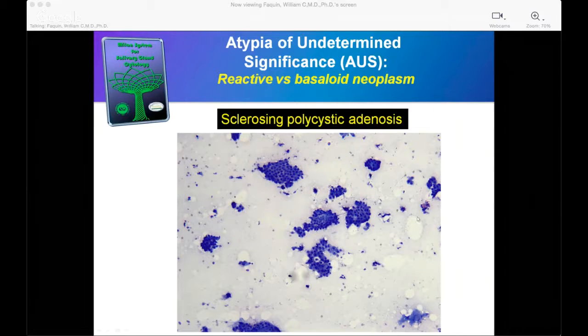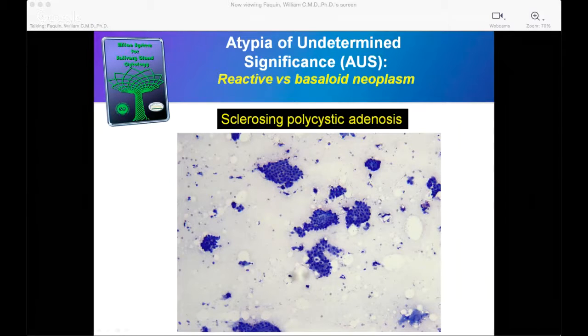This is an example of a very rare entity, sclerosing polycystic adenosis, but it's just to illustrate that this particular aspirate shows these tight clusters of basaloid cells. It's actually more cellular than I would expect for chronic adenitis, and it raises the differential of a basaloid neoplasm, except there's a lot of apocrine snouting here, and that looks more like maybe a metaplastic or reactive process.